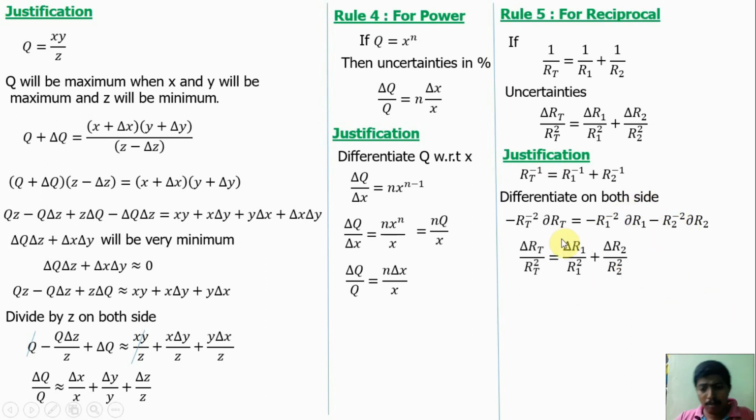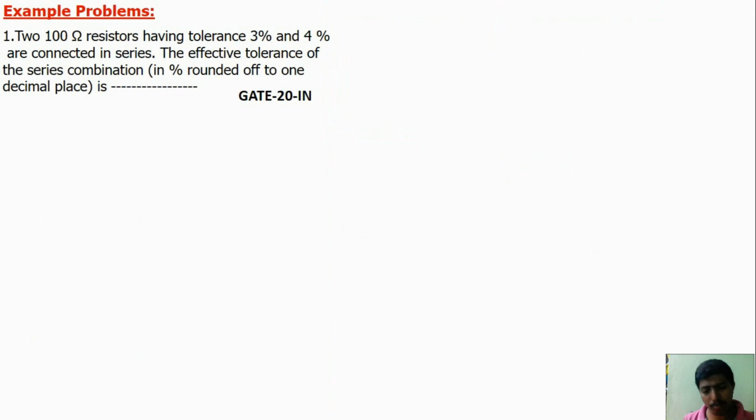In measurements, we have to take the ∂ as delta. Delta Rt/Rt² is equal to delta R1/R1² plus delta R2/R2². This is the uncertainty for the reciprocal term. Now the concept is over. We are going to discuss the problems. We will solve two problems.